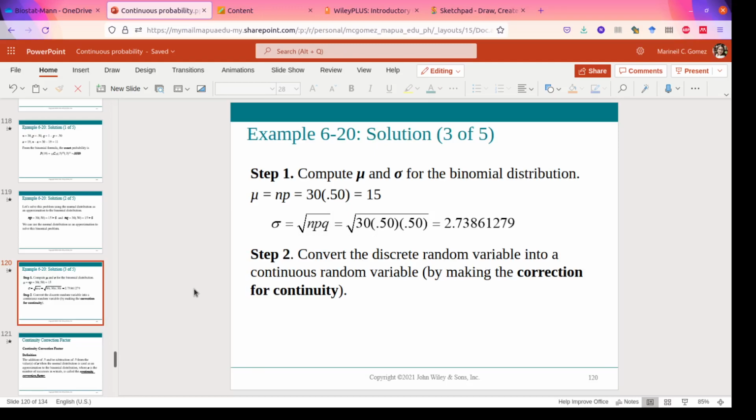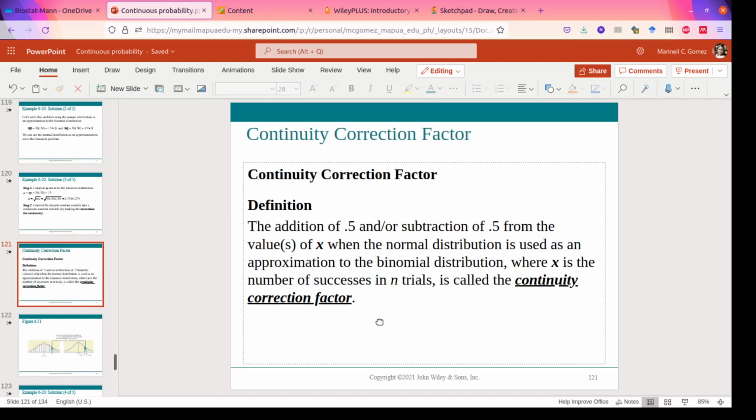Now, the thing here is to convert the X values, because for standard normal distribution, we need to have the X and then convert it to Z. But how do we get the X values? There's a continuity correction factor. To get the values of X for the normal distribution, we need to add 0.5 or subtract 0.5 from the value. At the right side, or the maximum value, we add 0.5. At the minimum value, we subtract 0.5. So this is the correction factor.